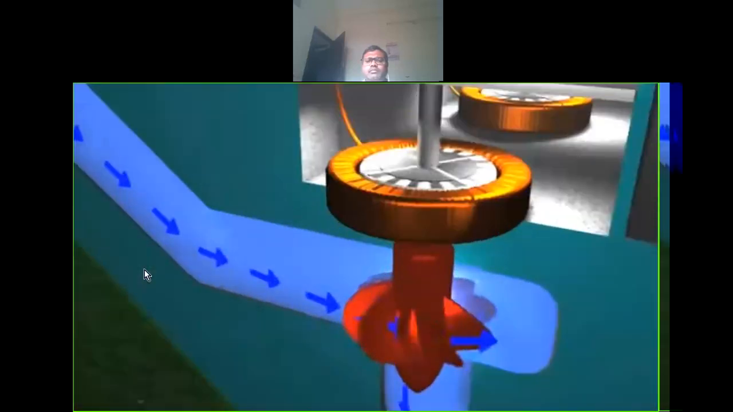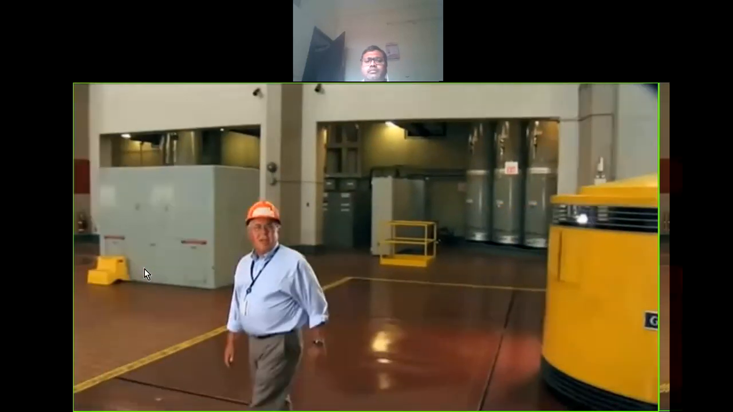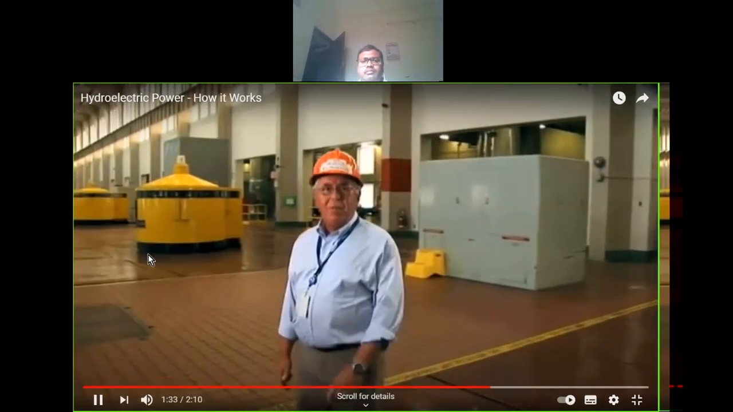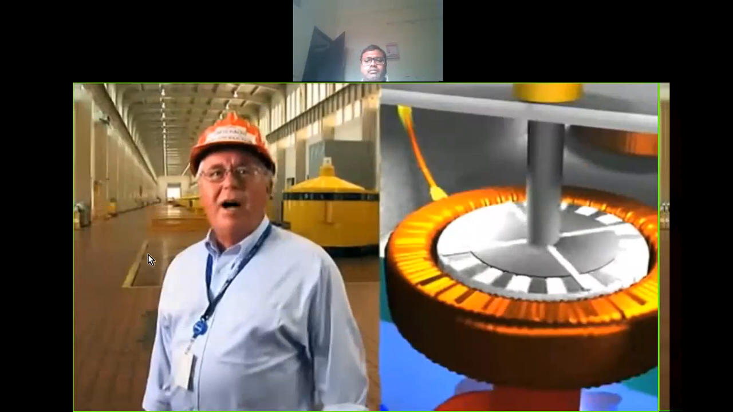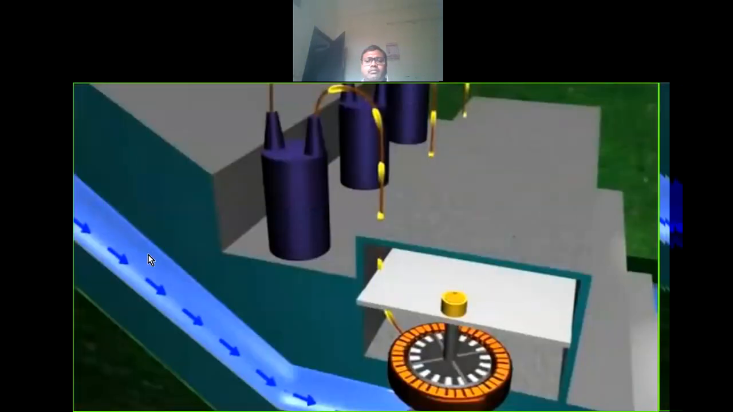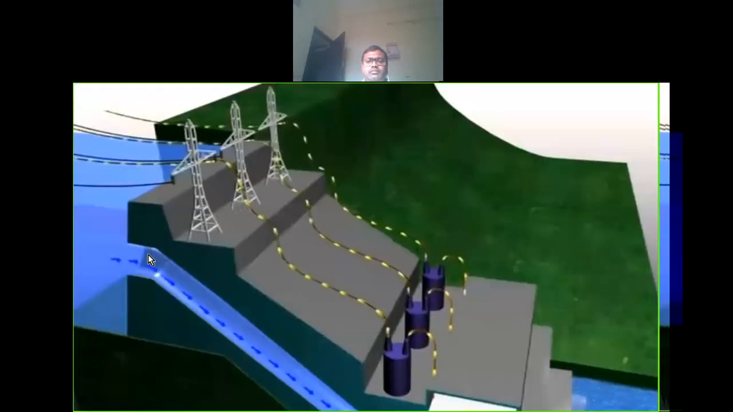Inside the generator is the rotor that is spun by the turbine. Large electromagnets are attached to the rotor located within coils of copper wire called a stator. As the generator rotor spins the magnets, a flow of electrons is created in the coils of the stator. This produces electricity that can be stepped up in voltage through the station transformers and sent across transmission lines.